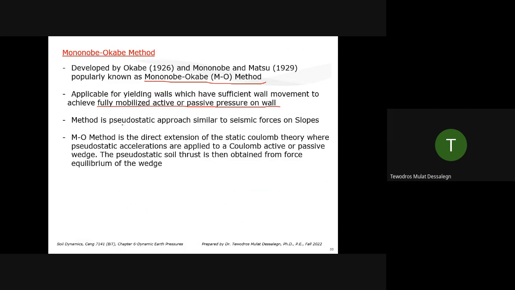The method is a pseudostatic approach similar to seismic forces on slopes. The Mononobe-Okabe method is a direct extension of static Coulomb theory, where pseudostatic accelerations are applied to the Coulomb active or passive wedge. So basically, you can pick the Coulomb equations and incorporate the seismic accelerations, similar to what we did for slopes.